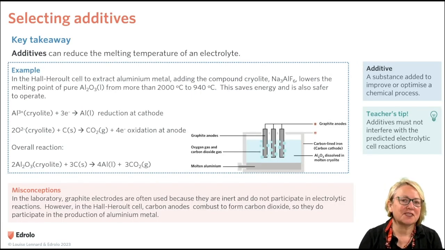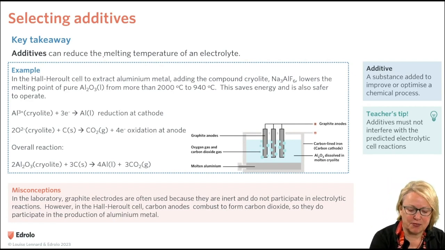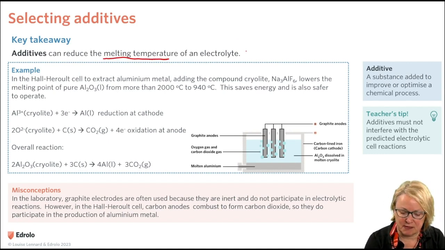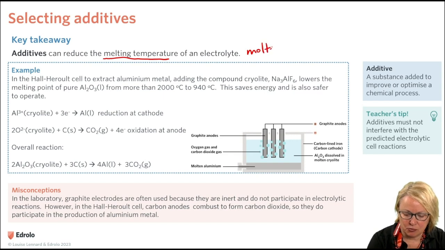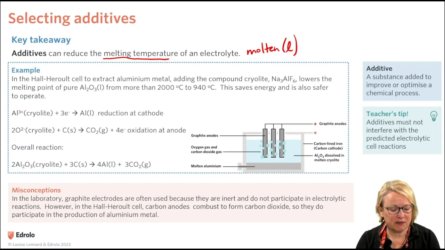Okay, additives can be used to improve the efficiency of electrolytic cells. For example, they can be used to reduce the melting temperature of an electrolyte that needs to be molten or in liquid form. And a good example in Victoria is the Hall-Héroult cell, which is used to smelt aluminium metal.